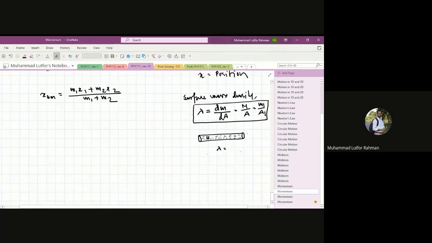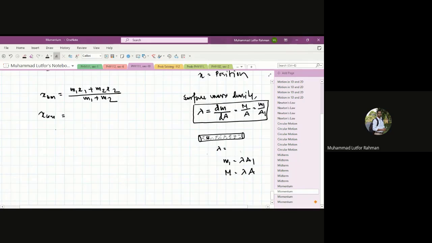Look at this. Now I'm going to rearrange this equation into a form. Then I can write m1 as lambda times a1. Can I write that? I can do that, right? And the bigger M would be basically lambda times A.